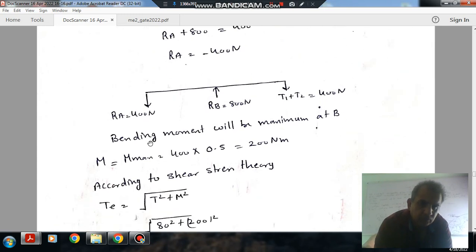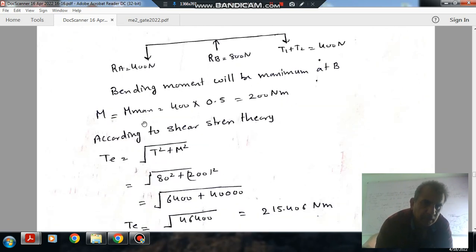So the bending moment will be maximum at B, because here the sign of the shear force is changing. So the maximum bending moment is 400 into 0.5, that is 200 Newton meter. So the maximum bending moment will be 200 Newton meter, at the midpoint.